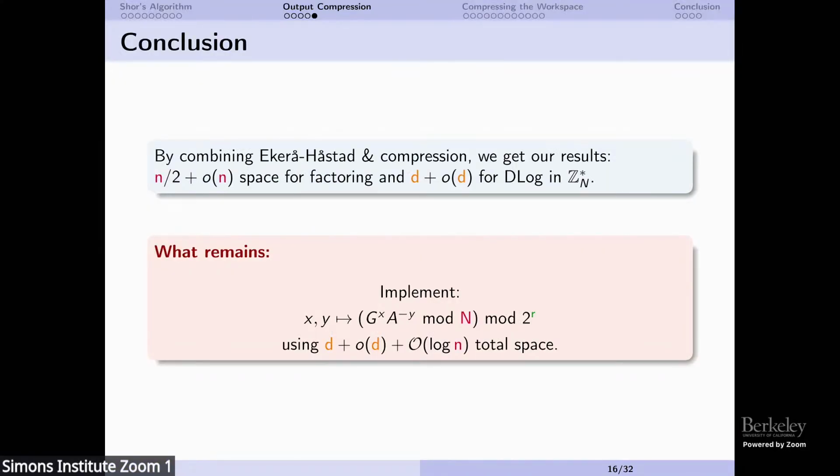Wait, okay, just to be clear. In your theorem, the factoring result just follows from the discrete log result, right? Exactly. The factoring is a byproduct of the discrete log result. Actually, it's a bit better to just look at the discrete log, and then you say, well, factoring is n/2 here. Yep. Okay, let's go.